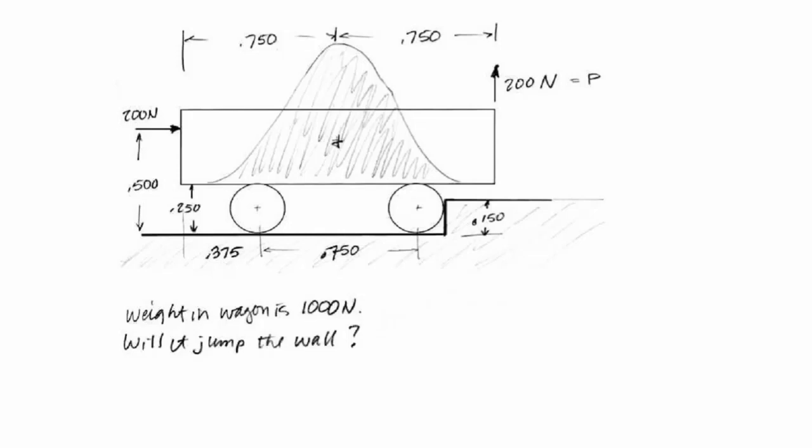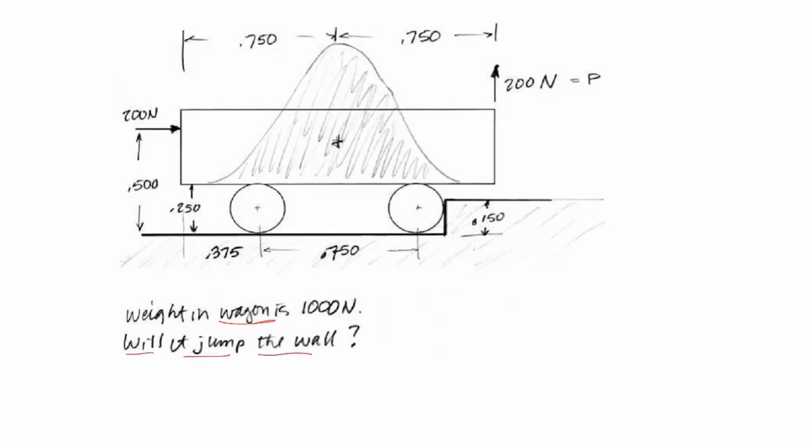Well, here's one that is fairly straightforward. And what we have here is a wagon. It's got a load of sand in it, and it's got some dimensions. It says the weight in the wagon is 1,000 pounds or 1,000 newtons. And my question is, will it jump the wall?